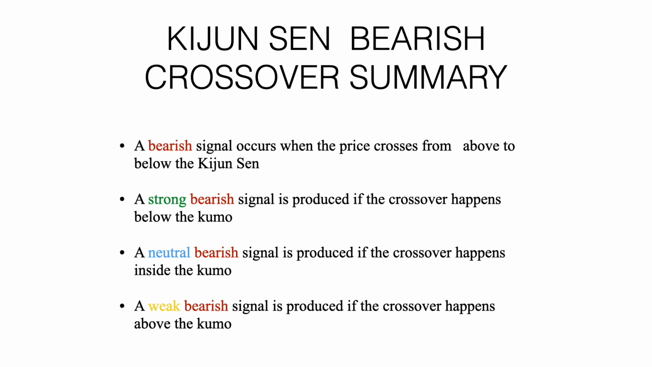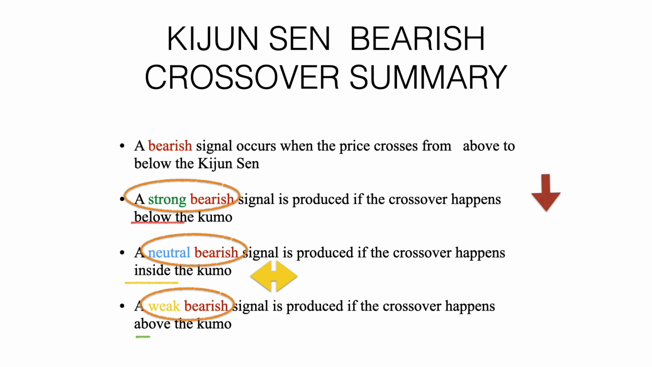In summary, a bearish signal occurs when the price crosses from above to below the Kijunsen. A strong bearish signal is produced if the crossover happens below the Kumo. A neutral bearish signal is produced if the crossover happens inside the Kumo. And a weak bearish signal is produced if the crossover happens above the Kumo.